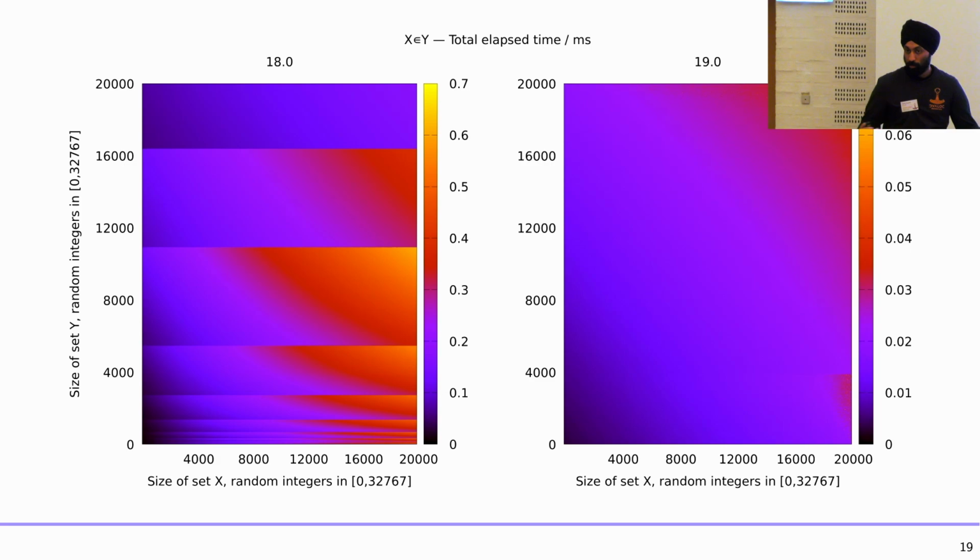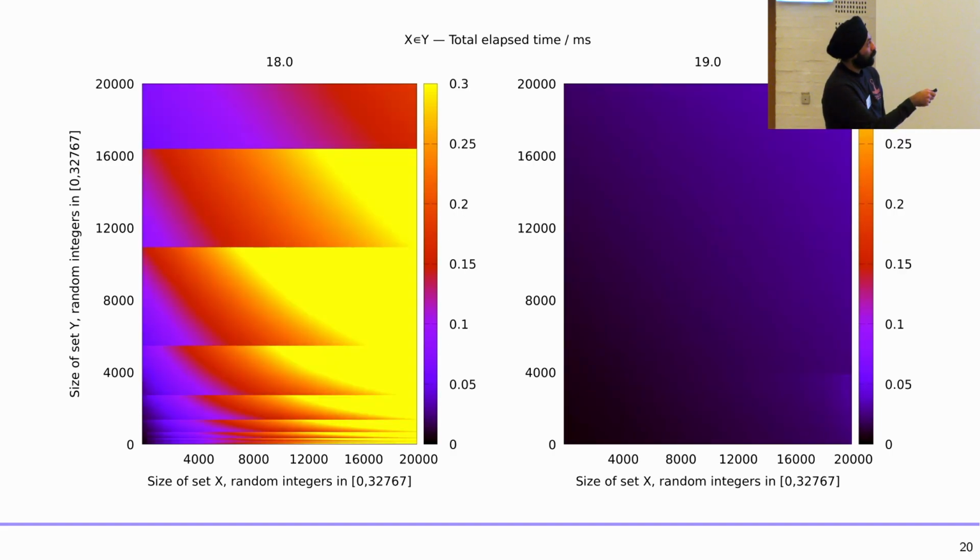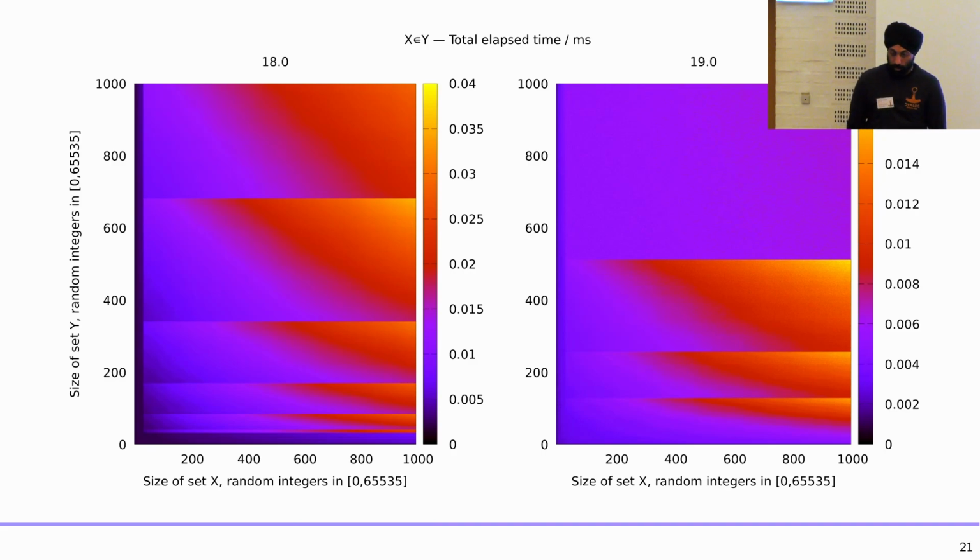19.0, still nice smooth profile. 18.0 still showing the hash collision issue. Let's equalize the scales. So now 0.3 for both of them. 19.0, again, a lot faster actually than 18.0 was, and not exhibiting hash collisions. Right, let's keep going. 2-byte integers.